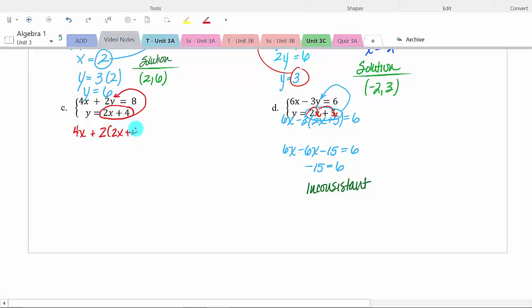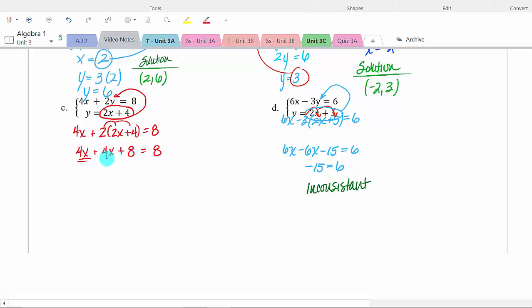So 2x plus 4 equals 8. So here, my first move is going to be to distribute to both of those terms. So 4x, nothing happened to it. Drop it down, plus the new 4x, 2 times 2x. And now I'm going to multiply 2 times 4. That's going to give me 8. And I'm going to find out that that's equal to 8.